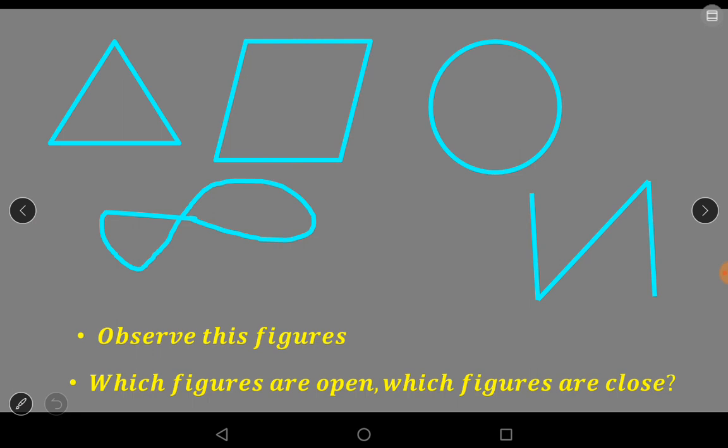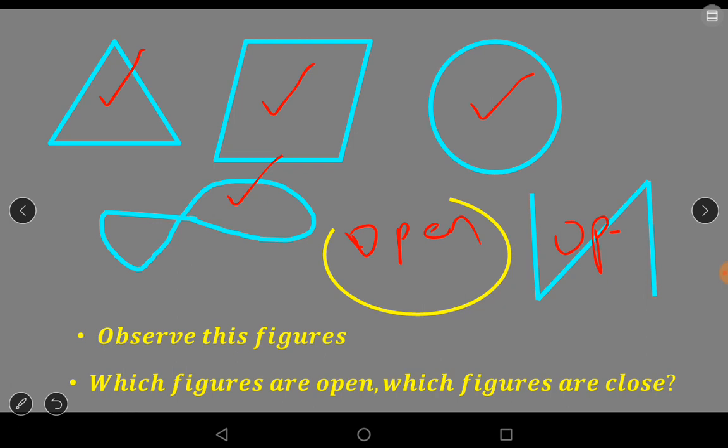So, the first one is a closed figure. The second one is also a closed figure. The last one is an open figure. What is an open figure? What is a closed figure? This one is also an open figure. This is also an open figure.